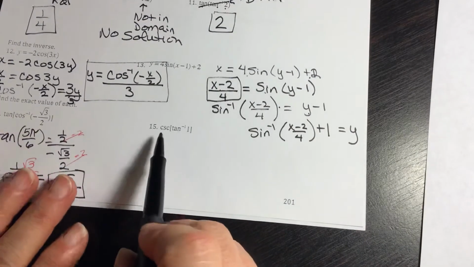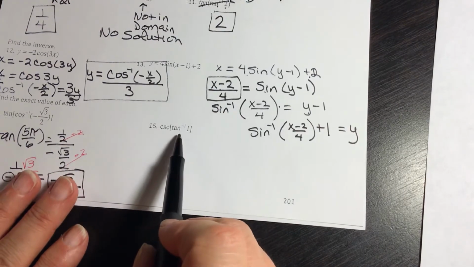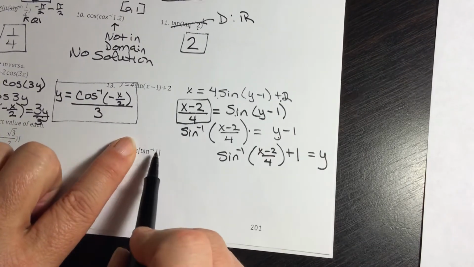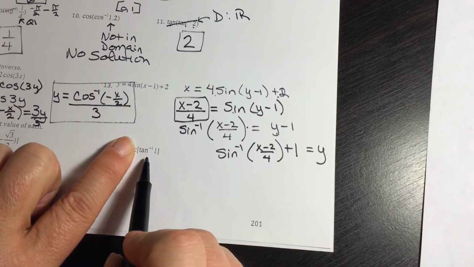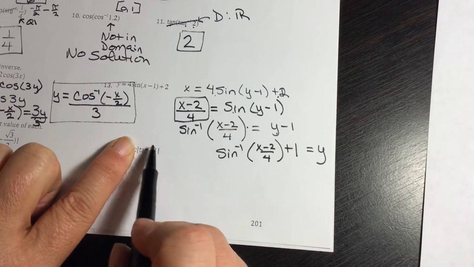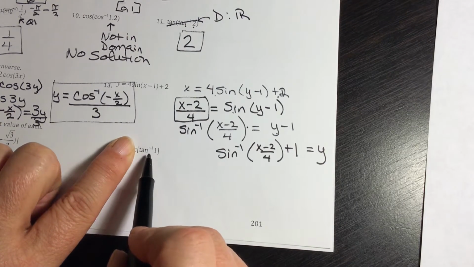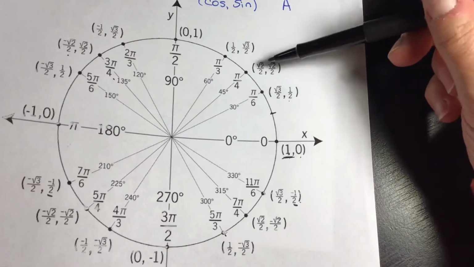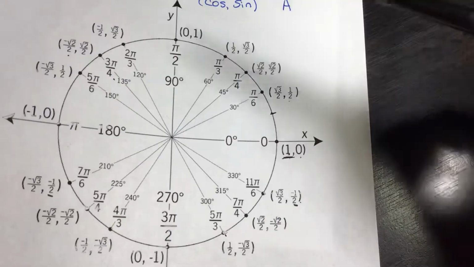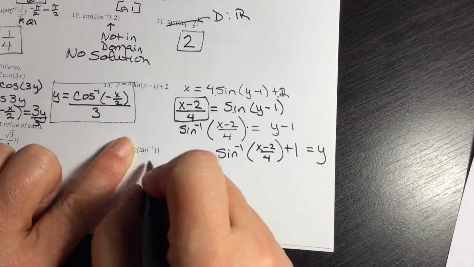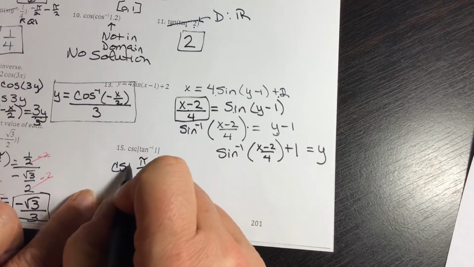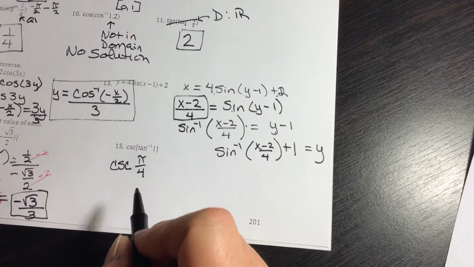Number 15 is cosecant of inverse tangent of 1. Now I'm looking for an angle in quadrants 1 or 4 that has a tangent of 1. That means the sine and the cosine have to be the same. In quadrant 1, sine and cosine are the same at pi over 4. So inverse tangent of 1 is pi over 4. And then I want to find the cosecant of pi over 4.